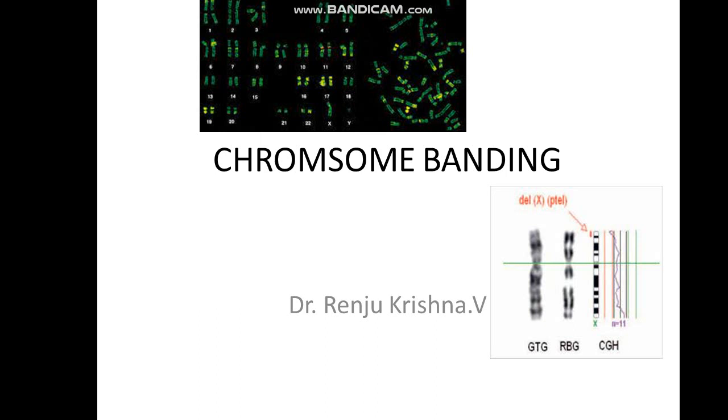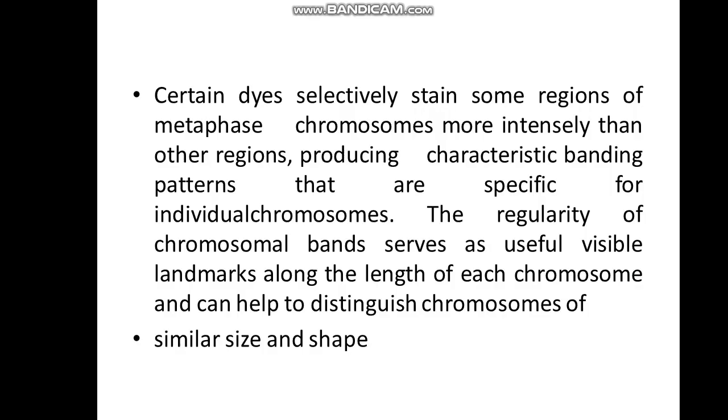In order to study mutations and other minute changes occurring in the arms of the chromosome, it has to be done by a technique known as chromosome banding. The chromosome banding technique stains the chromosome with certain dyes.